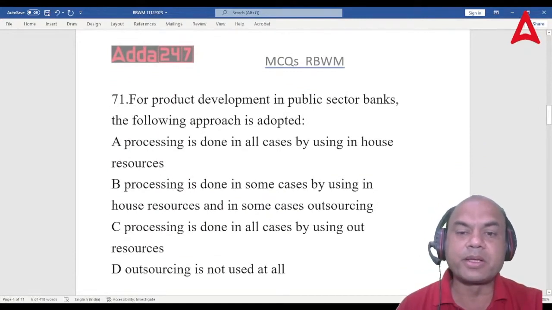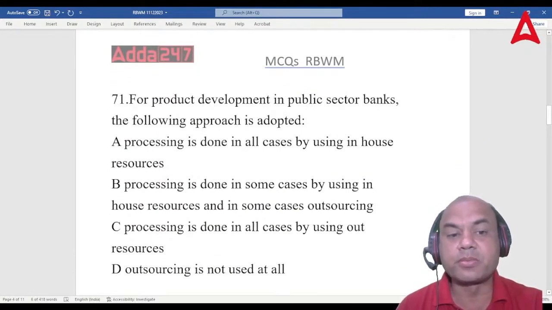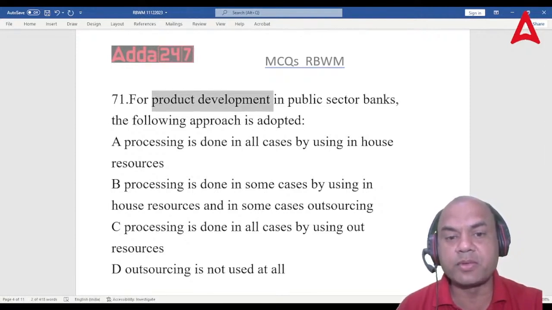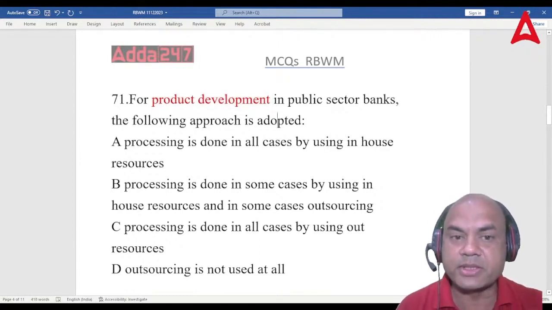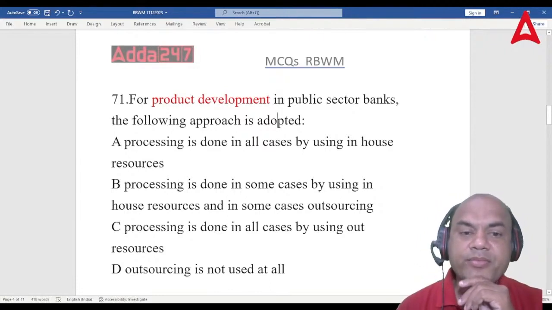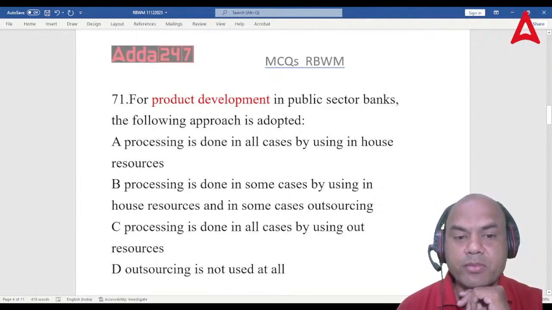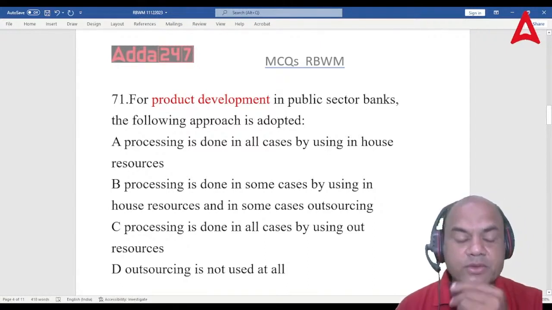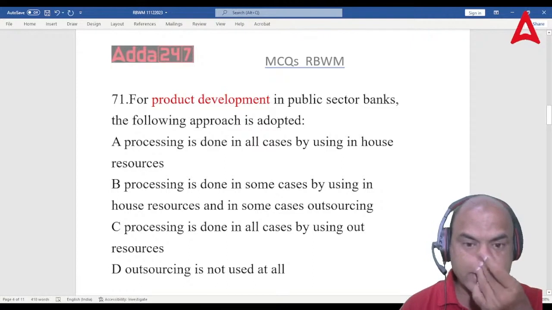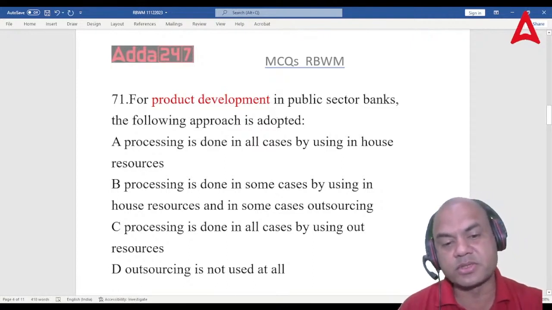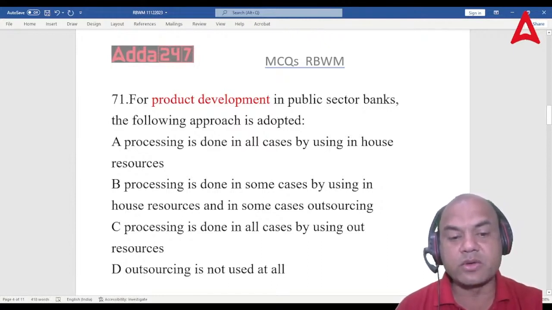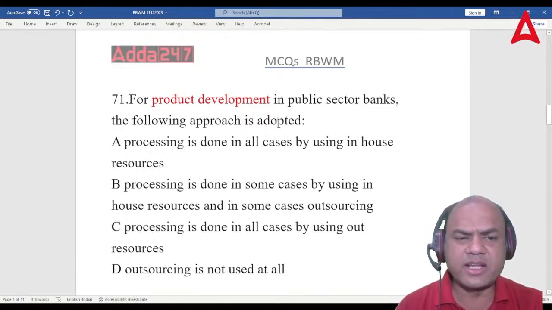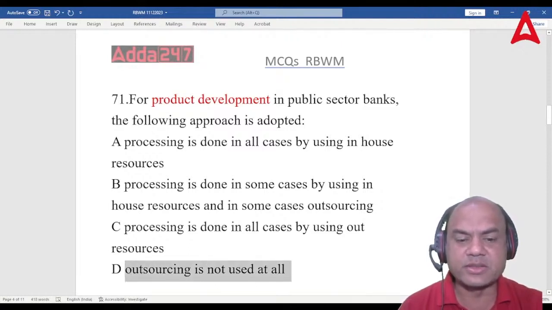For product development in public sector banks, the following approach is adopted. Focus on the words product development: for developing a new product in PSBs, specifically public sector banks, what is the approach to be adopted? A: processing is done in all cases using in-house resources. B: processing is done in some cases using in-house and some outsource. C: complete outsource. D: outsourcing is not used at all. A and D seem to be the same answers, all by in-house resources. We'll change this because A and D seem to be the same.